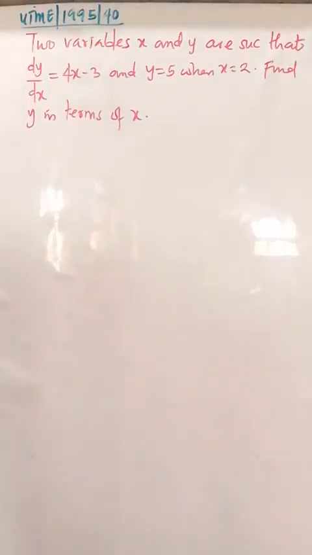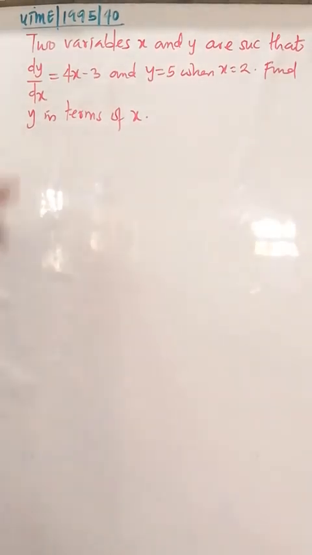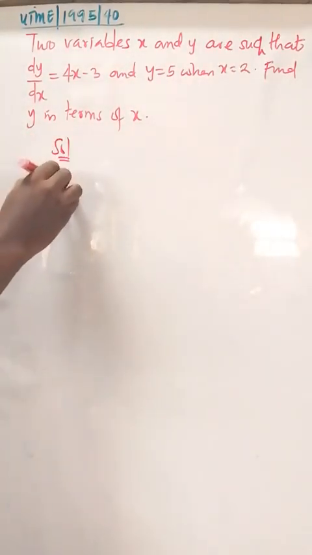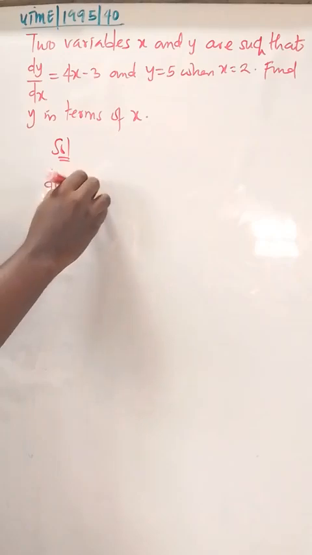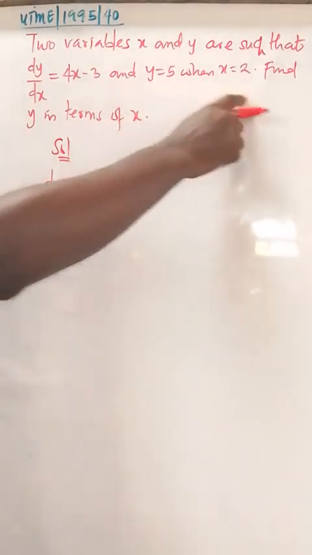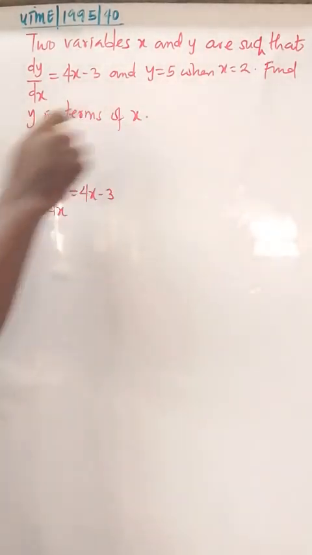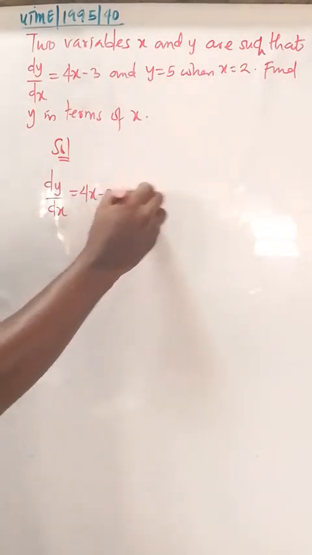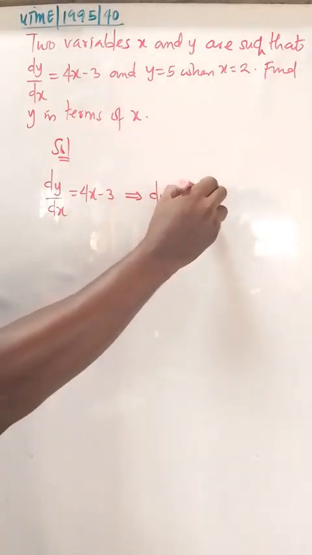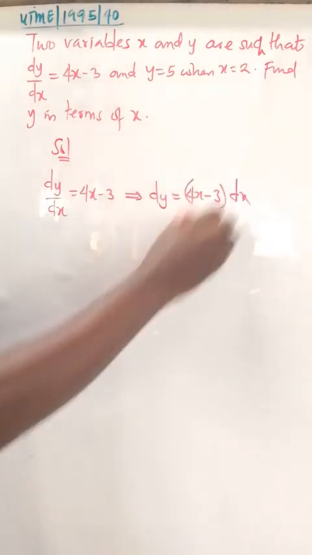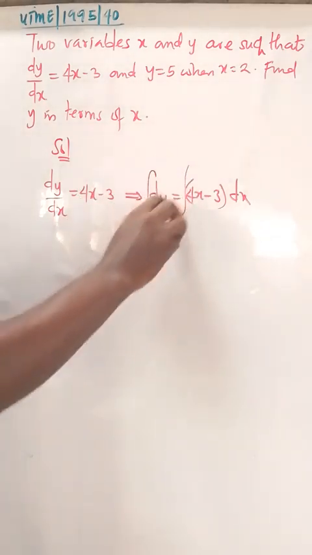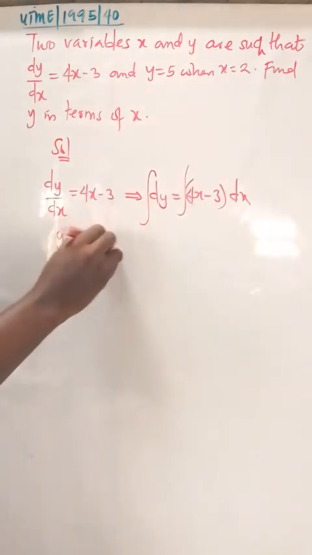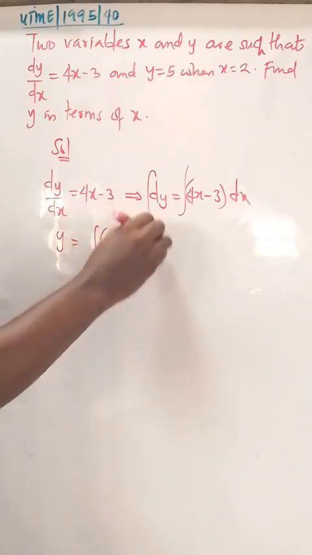Now consider this question from UTME 1995, question 40. Two variables x and y are such that dy/dx is 4x minus 3 and y is 5 when x is 2. Find y in terms of x. It means we are looking for the function itself. So what are you going to do here? This implies that dy equals 4x minus 3 dx. To get y, we need to integrate. So from here, y becomes the integral of 4x minus 3 with respect to x.